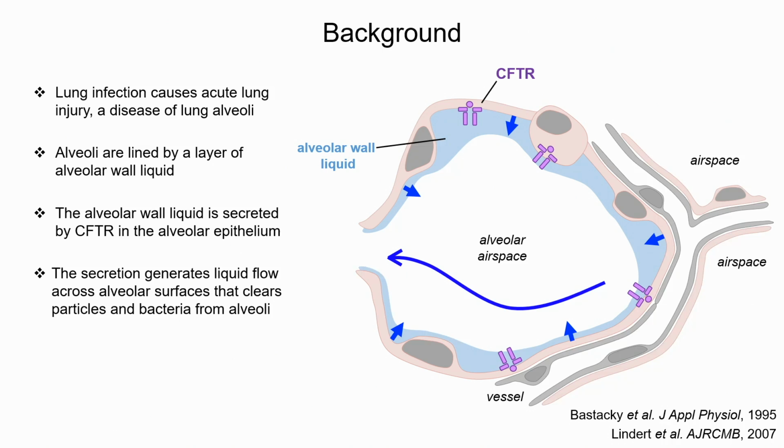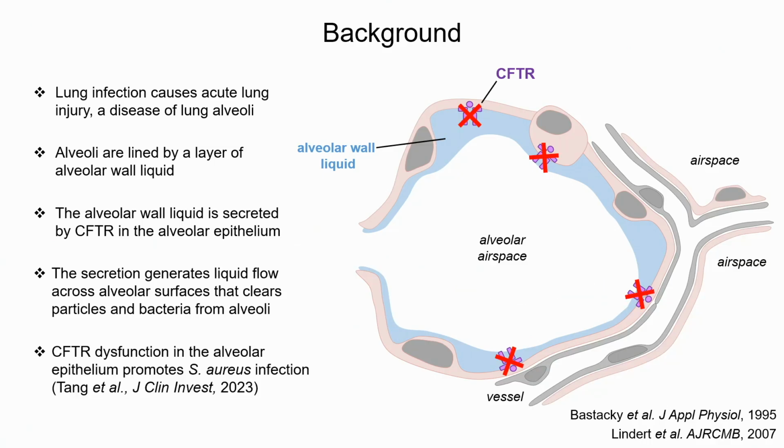In our lab, we recently showed that when CFTR function is blocked, either by viral infection or CFTR drug inhibitor, the secretion is inhibited, which allowed staph bacteria to stabilize against the alveolar wall, establish its infection, and cause acute lung injury. This is an important finding for our work because it showed that alveolar wall liquid secretion protects alveoli against bacterial infection.